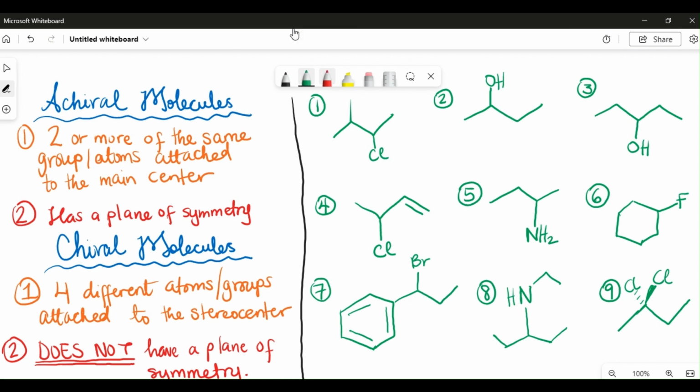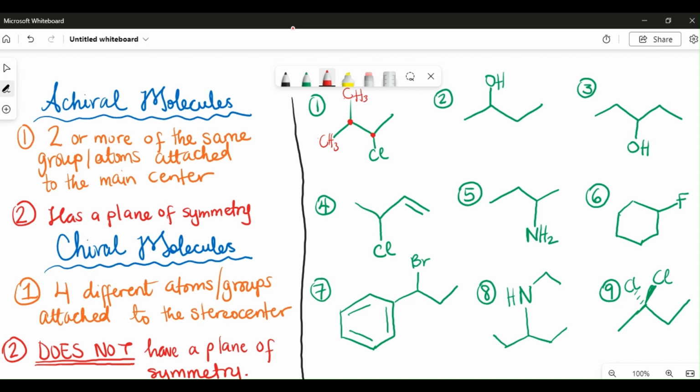So the first question is number one. We have this structure here. You have a CH3 here and a CH3 here. And we're going to look at each carbon center. First of all, this one is not a chiral center, because you have two of the same groups, but that does not necessarily mean that the molecule is achiral. You have to look at another center.